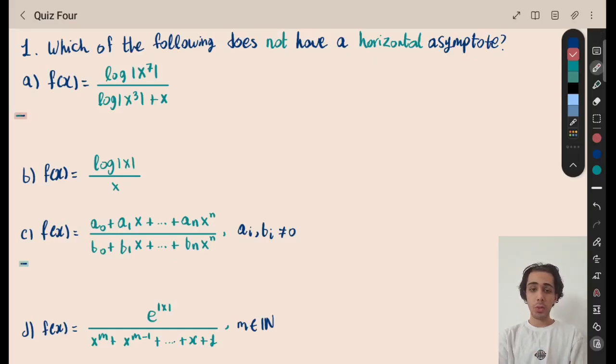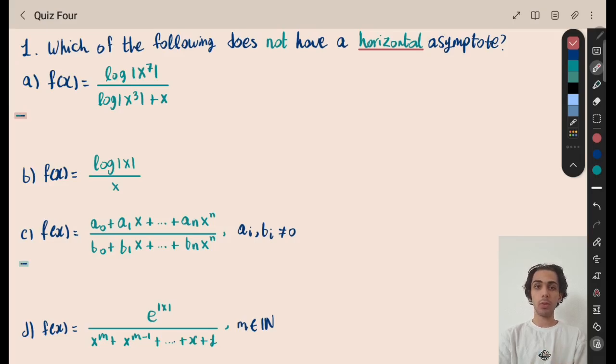Which of the following does not have a horizontal asymptote? 4 choices. In the exam, you can guess one of them. It's a 25% chance of getting the right answer. Or you can take a look at the first choice. Well, before you actually take a look at the first choice, let us briefly recall what a horizontal asymptote means.